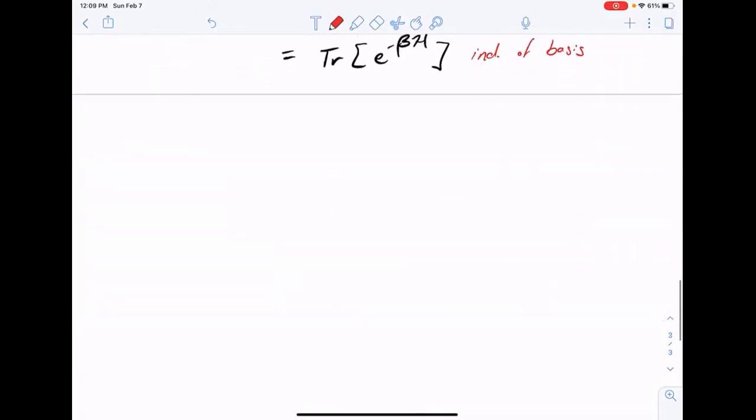So for systems like our Hamiltonian, or most chemical systems, the Hamiltonian typically has a kinetic energy part that depends on a momentum operator, and a potential energy part that depends on the position operator.